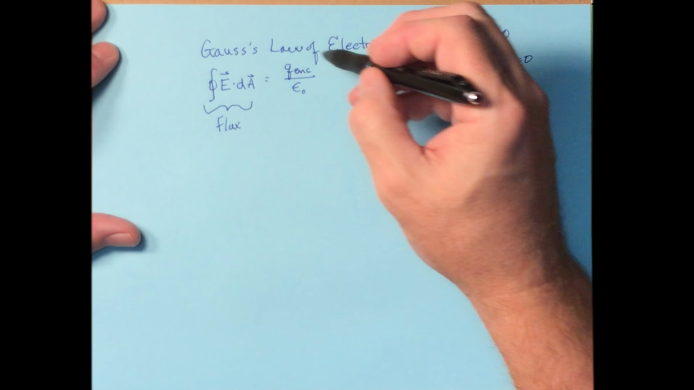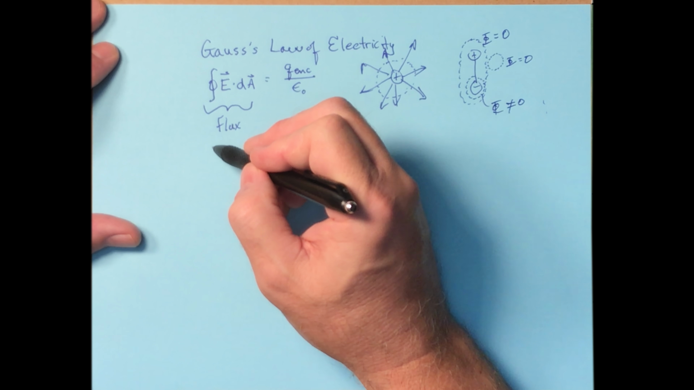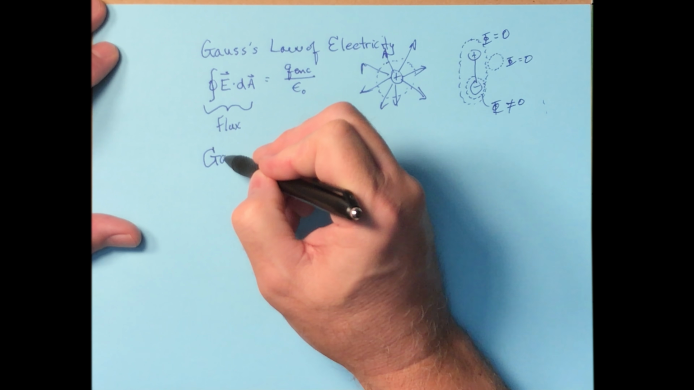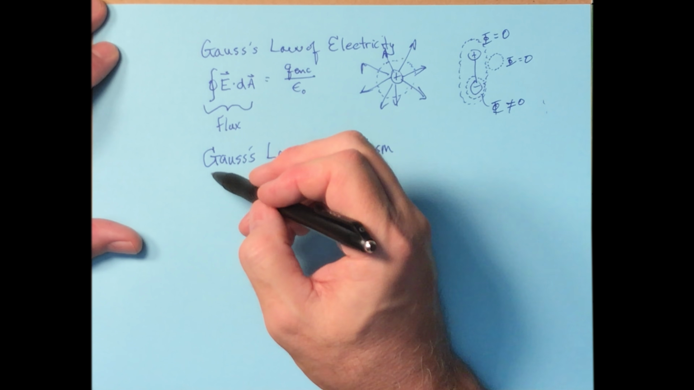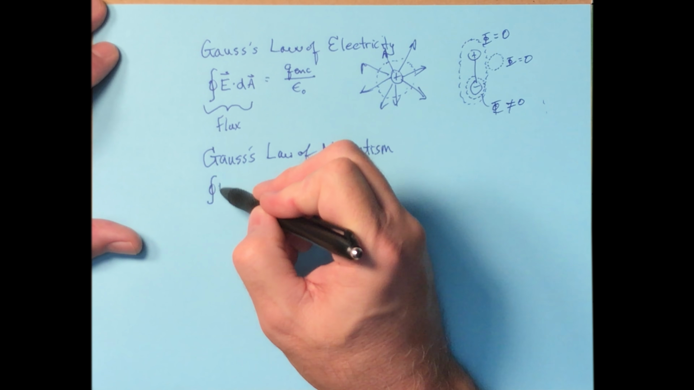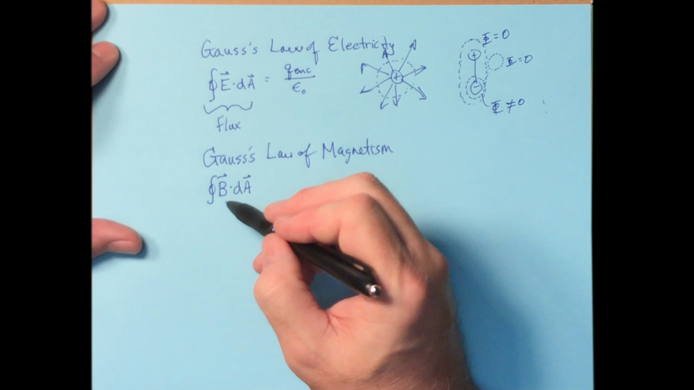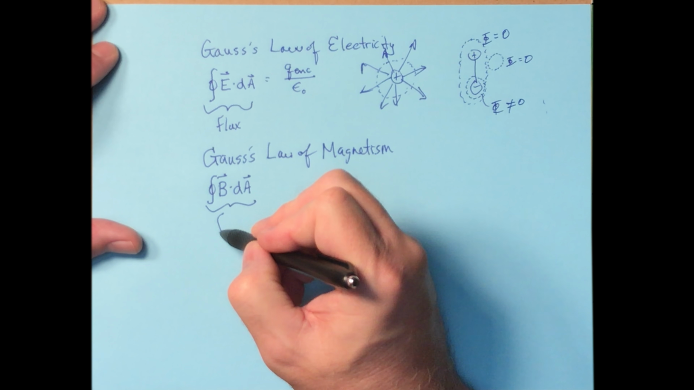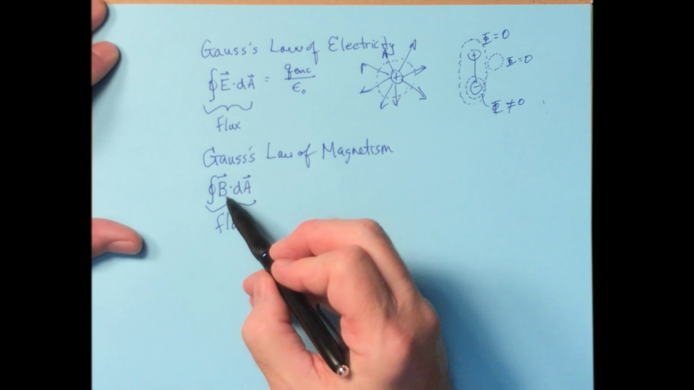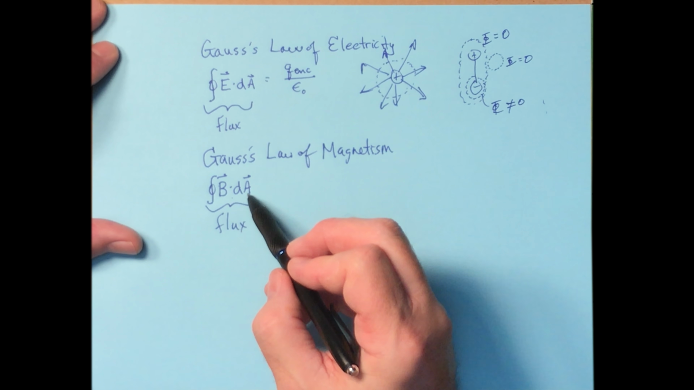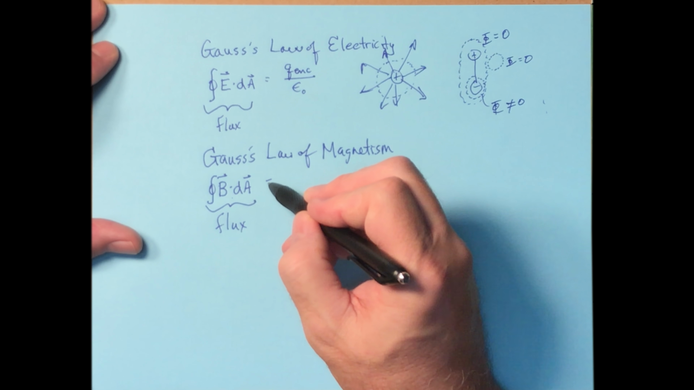We're going to take this same concept, though, and now apply it to magnetism. So we come up to another of Maxwell's equations, Gauss's law of magnetism. And it says this: the closed integral of B dot dA. What is that? That is also flux. Specifically now, this is magnetic flux. So we're talking about the flux of the magnetic field lines through a Gaussian surface and not electric field lines through a Gaussian surface. Well, what's that equal to?